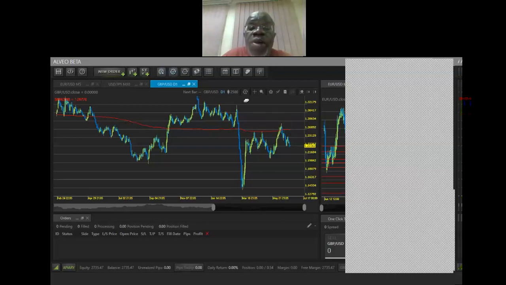Okay, so this is a recording of the Fibonacci and how it works and how to use it. Quick short example: we go to a daily chart, it could be any time frame. What you do is you're trying to ask yourself, where will the market retrace itself? Where will it go back to?